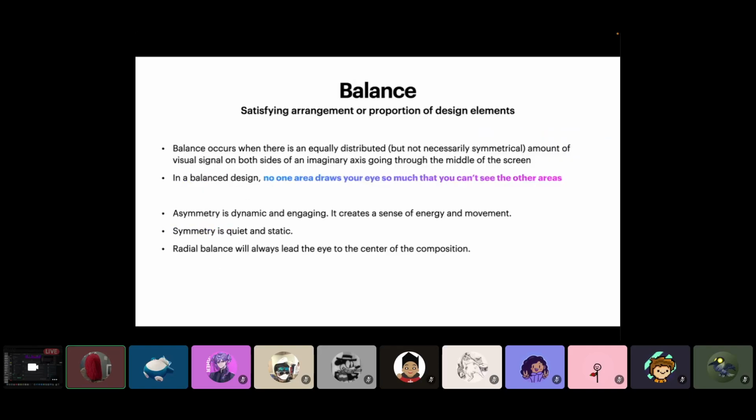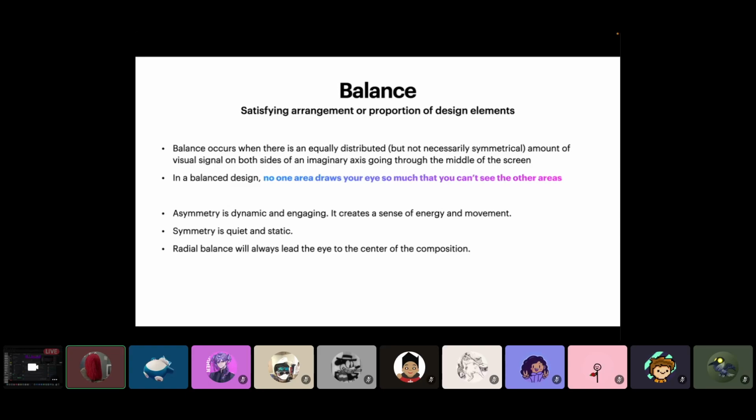Another thing you want to consider is balance. So balance is pretty much a satisfying arrangement or proportion of design elements. And what you want to achieve with balance is that you don't want to draw too much attention to only one area of the screen. You want there to be even balance in attention. So balance doesn't really mean that everything has to be symmetrical. It can be asymmetrical. So people say that in order to do balance, you want to pick a line across the screen, vertical or horizontal, and make sure that there's an even amount of elements on each side.